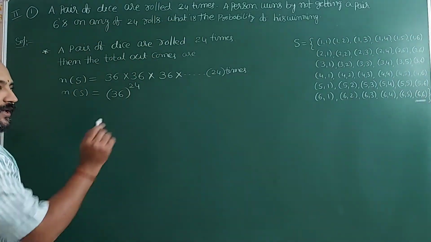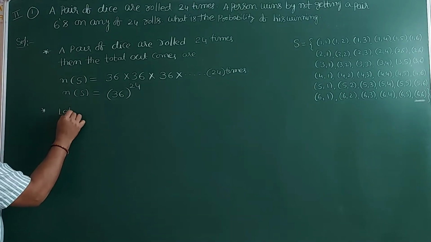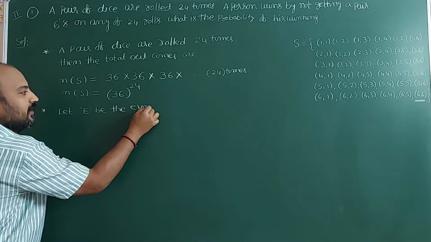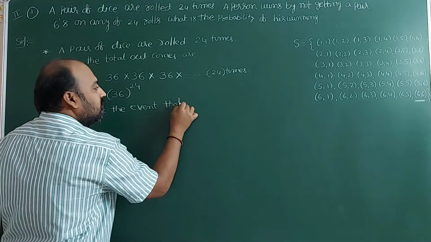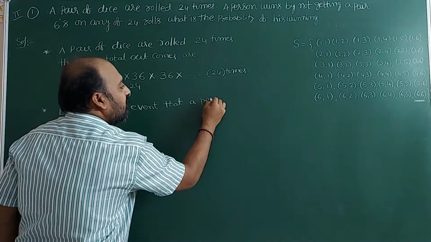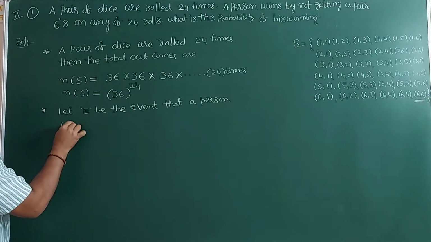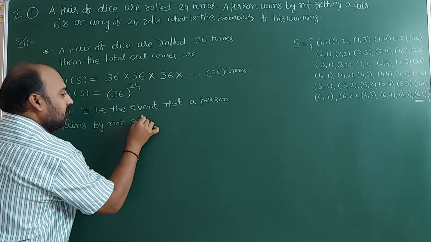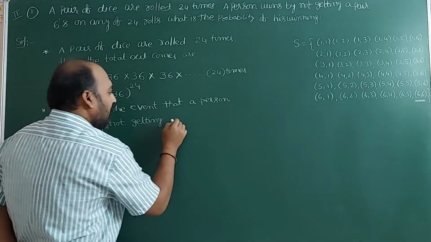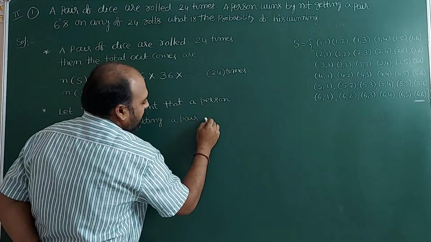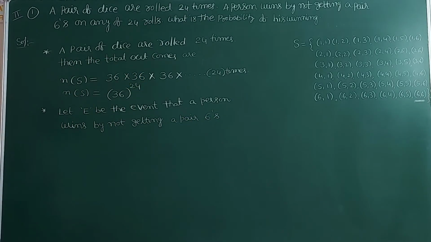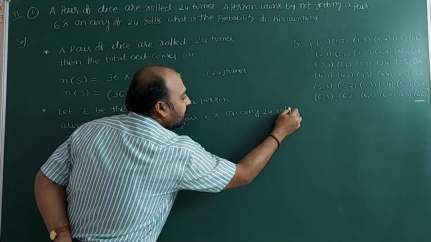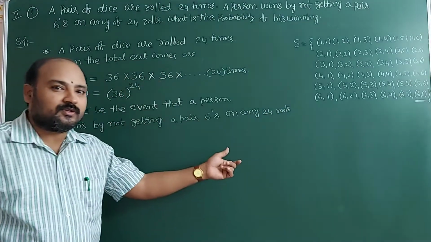So here, you can take the event. Let E be the event that a person wins by not getting a pair of 6s on any of the 24 rolls. So 24 times they are rolling the dice.